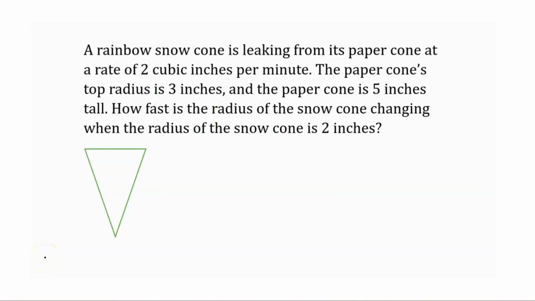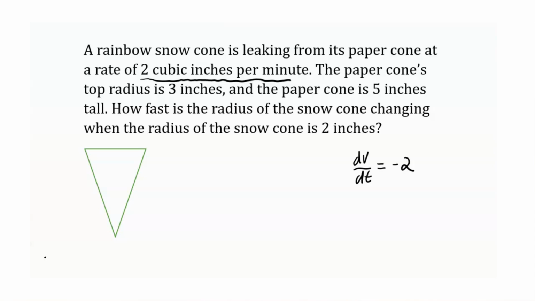All right, so when doing a related rates problem, the first thing I like to do is write down all my givens. So it says that the rainbow snow cone is leaking from its paper cone at a rate of 2 cubic inches per minute. So that means the cubic inches per minute is a clue that I'm dealing with volume. So my dV/dt is going to equal, and since it's leaking out, we're losing volume, so it's going to be -2.